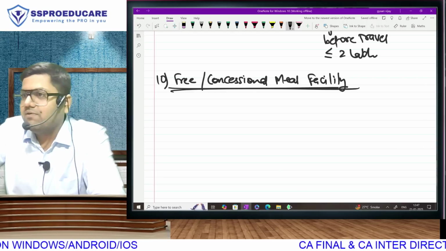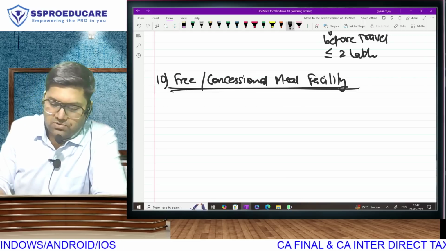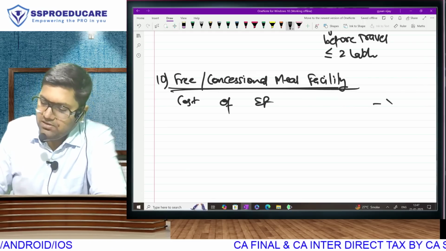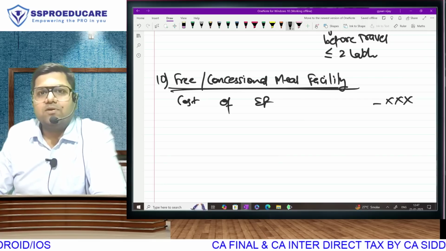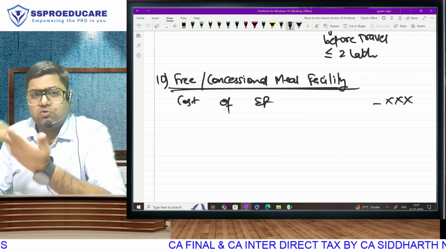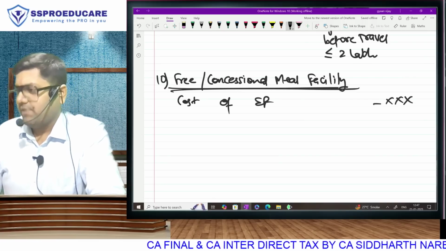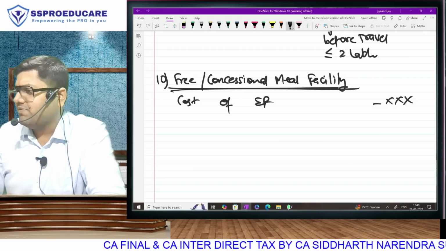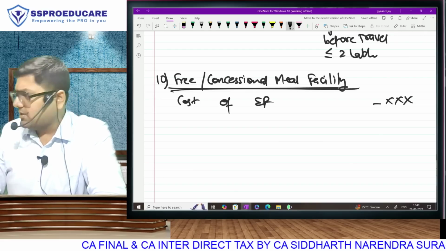Obviously, the employer will have to buy that meal for you. So, cost of the employer is your saving. Should that be your perquisite? If it's a free meal, yes. And if it is concessional, you want to guess what I will do? Minus the amount recovered. Amount paid by employer minus recovered from the employee will become the general rule.